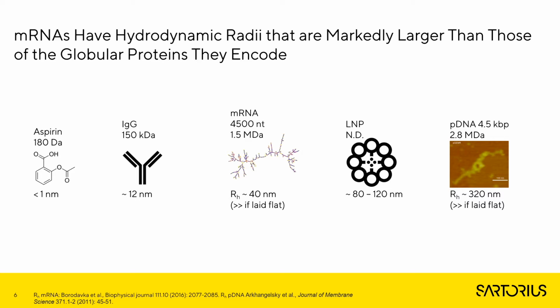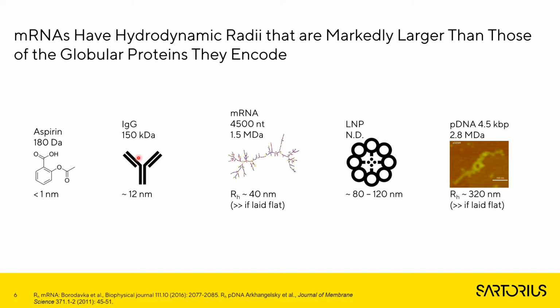Traditional chromatography was developed more than 100 years ago, when the size of the molecules that were purified ranged from small molecules like aspirin to things like small globular proteins, something like a monoclonal antibody. When we compare that to messenger RNA or to plasmid DNA and other large biotherapeutics, we can see that we have an order of magnitude difference in terms of the mass of the RNA particle. But we can also see that the size and shape of these molecules is no longer comparable.